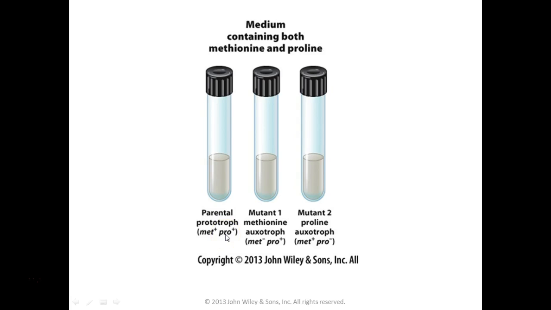So he doesn't care if you don't give it to him. He's like, I can do this. It's no problem. Give me something else. I'll turn it into these two. This mutant, on the other hand, is an auxotroph, meaning that it needs to have something provided for it because it can't make it. In this case, what can it not make? Methionine, right? Because you notice there's a little minus there. But it can make proline.